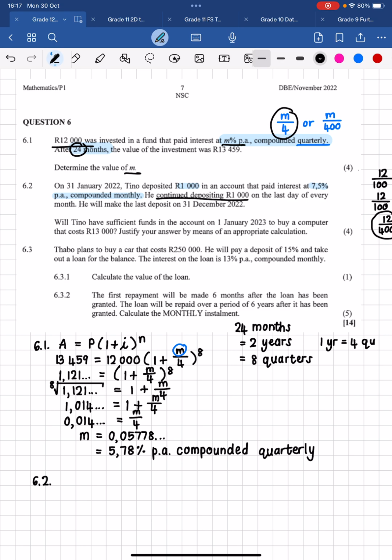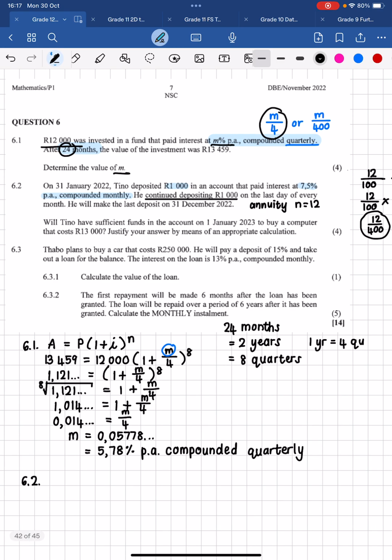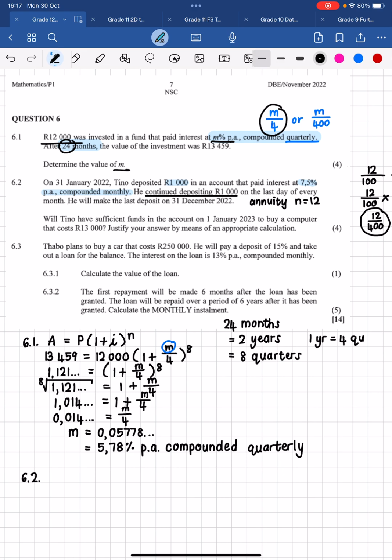Now the fact that he is continuing to deposit the same amount at the end of each month makes this an annuity. Because it's an investment, we are going to use the future value formula. He will make the last deposit on 31 December 2022. When we're working with an annuity, the n value is the number of payments. If he makes his first deposit on the 31st of January 2022 and a deposit every month until the 31st of December, he is effectively making 12 payments. So that is going to be the n value.